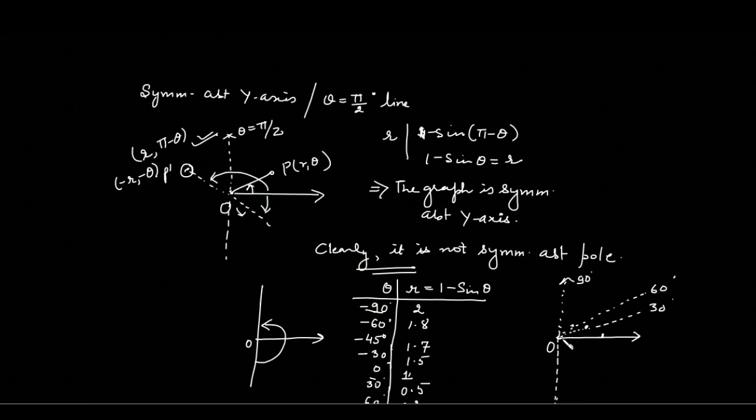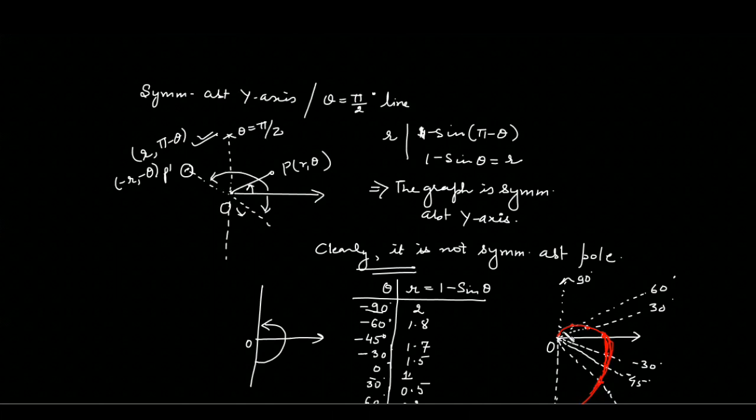If you take a turn minus 30, the distance is 1.5. At minus 45, it is 1.7. At minus 60, it is 1.8. And then it is 2. So I draw with the help of this. So this is 1, this is 0.5, this is 0, this is 1.5, this is 1.7, 1.8 approx, and then this is 2. So if you draw this with the free hand, you get the graph of r is equal to 1 minus sine theta.